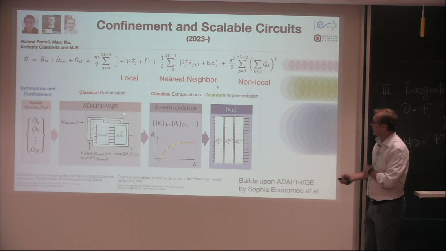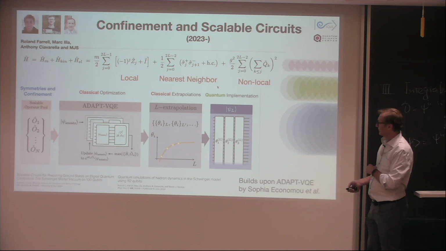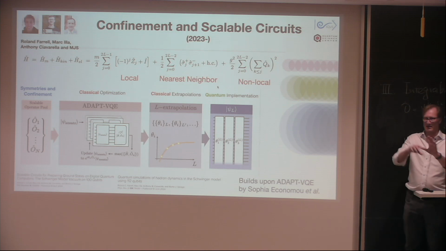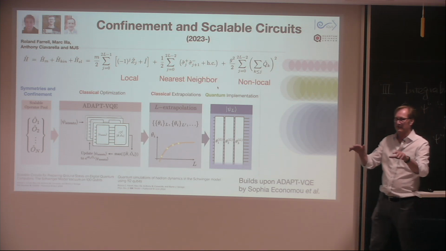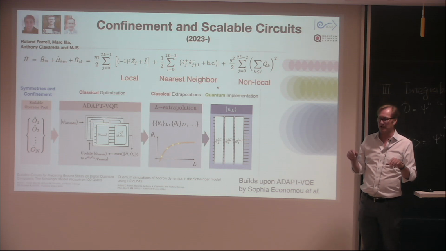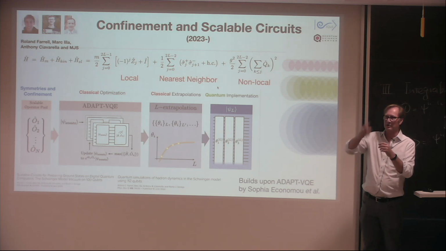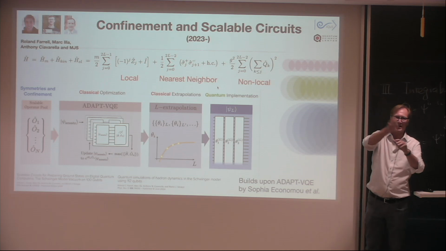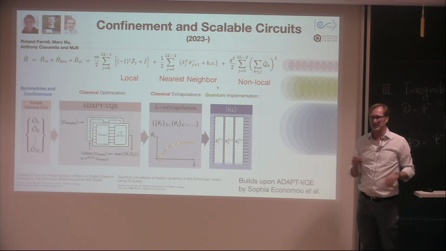So we built upon the ADAPT-VQE algorithm. So this was a variational quantum eigensolver algorithm developed by Sophia Economou to run on a quantum computer. You have your system, you have some objective function like the energy or the fidelity of the wave function, and then you have an operator pool that you randomly select from, and keep successively building in layers to reduce the objective function.